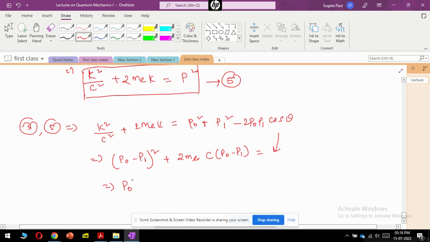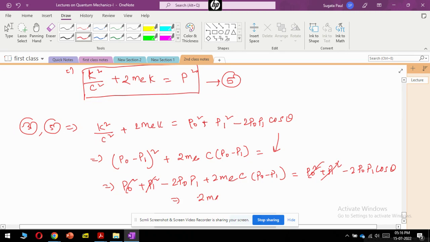Now we again simplify it: p0² plus p1² minus 2 p0 p1 plus 2 m_e c into (p0 minus p1) equals p0² plus p1² minus 2 p0 p1 cos theta. So these terms will just cancel out from both sides, and we'll have 2 m_e c (p0 minus p1) equal to 2 p0 p1 into (1 minus cos theta).